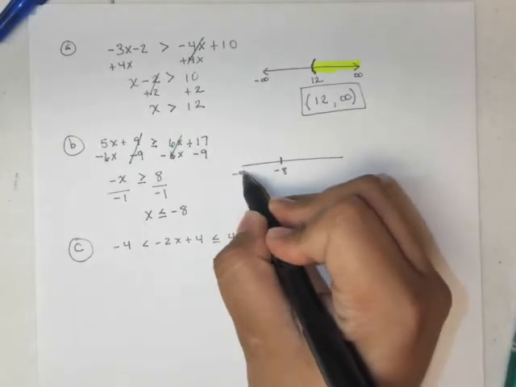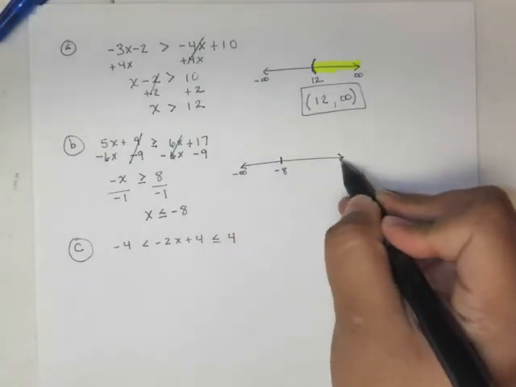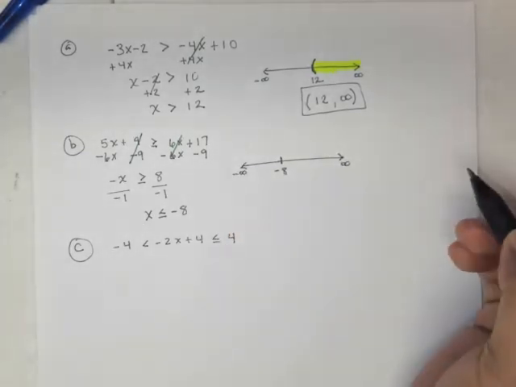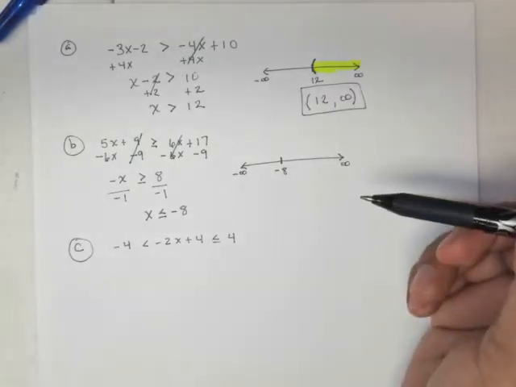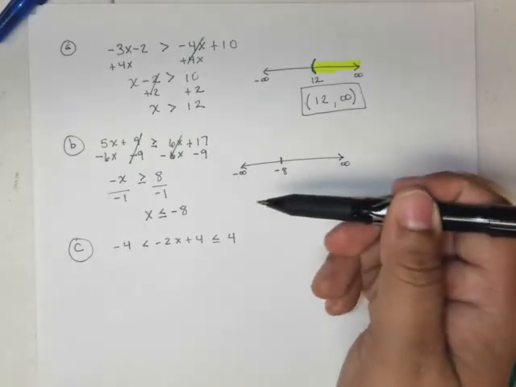We can put our negative infinity there. We can put our positive infinity there. All right, so x is less than or equal to negative 8, so which way should we go? Well, in this case, to the left.